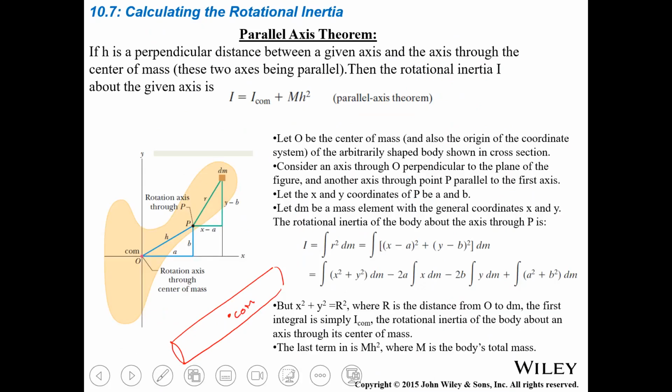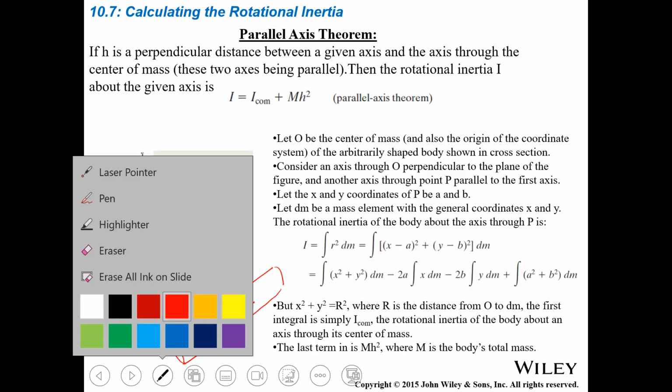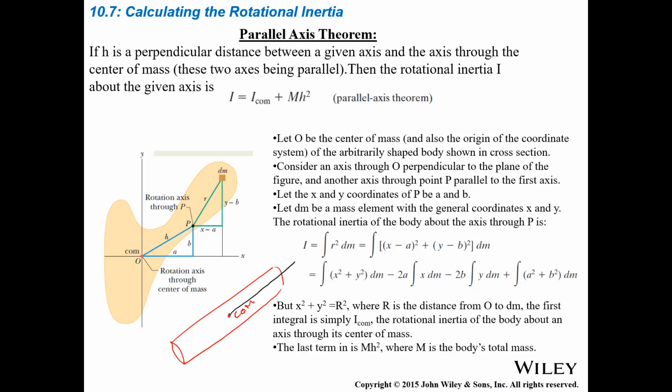So I'll choose an axis passing through the center of mass. This is an axis. Let's say the rod was rotating around this axis. What is the rotational inertia of this rod in this case? Remember, to define the rotational inertia, I need to know the shape of the object and where the axis of rotation is. Because different axes will have different rotational inertia because r, the distance to the axis, is different.